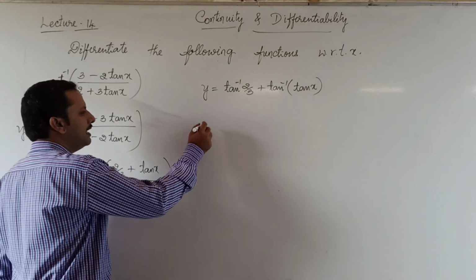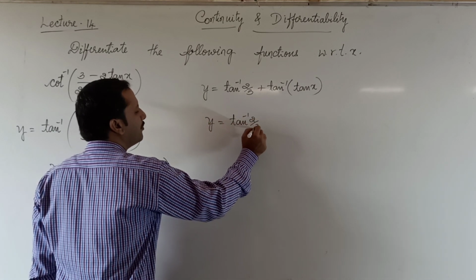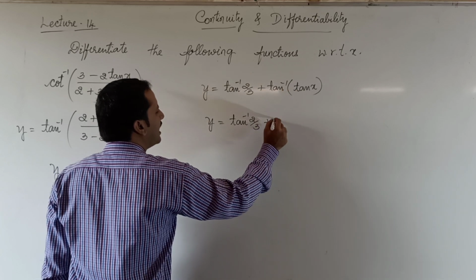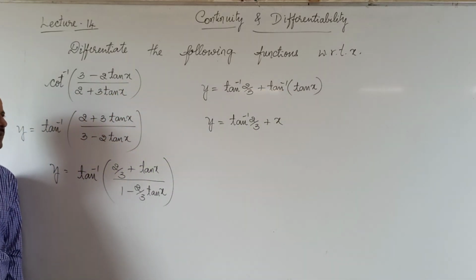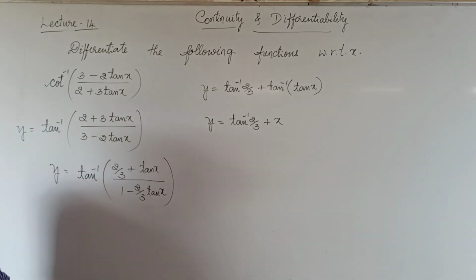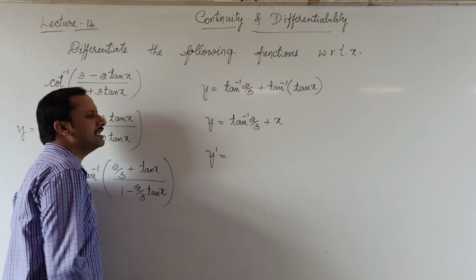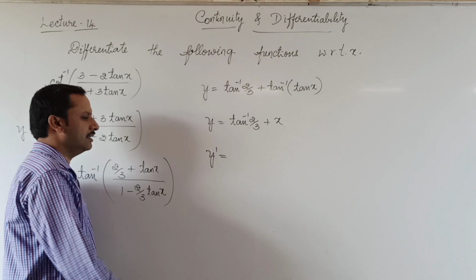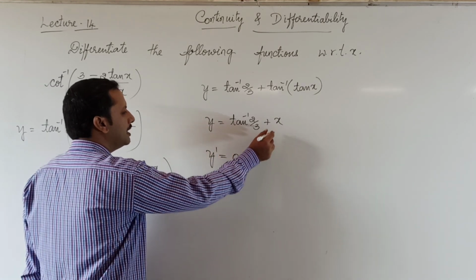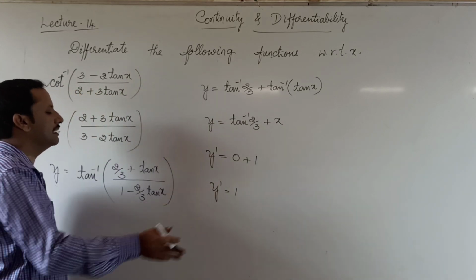Okay, so y is equal to tan inverse 2 by 3 plus tan inverse of tan x, which is equal to x. So we have tan inverse 2 by 3 plus x. Now differentiate this. y dash is equal to, 2 by 3 is a constant and therefore tan inverse 2 by 3 is also a constant. Hence its derivative is 0 plus the derivative of x which is 1. So the derivative of this expression is 1.